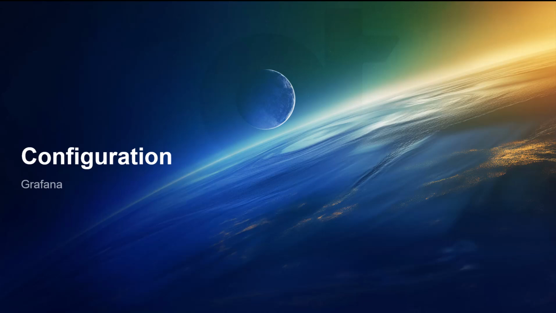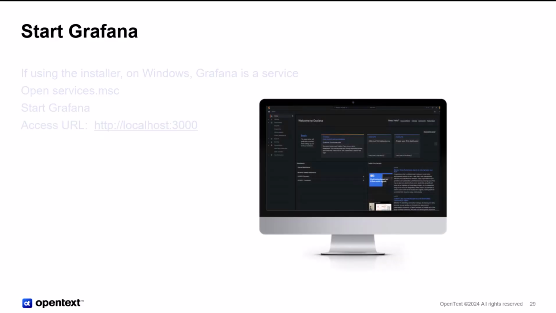Continuing in this series, we will talk about now the configuration of Grafana. So, to start Grafana, if you're on Windows, you can start the installer, and Grafana is a service. So open up your services and then start Grafana. Once it's started, you can access it via that URL, http://localhost:3000. You'll get something that looks like the Welcome to Grafana page.